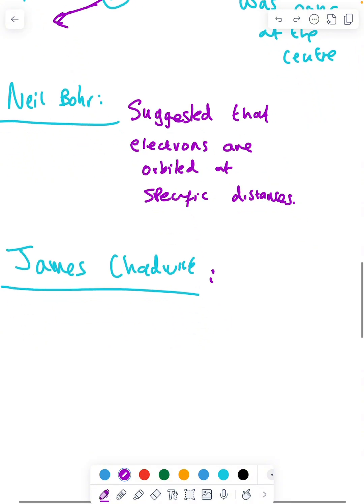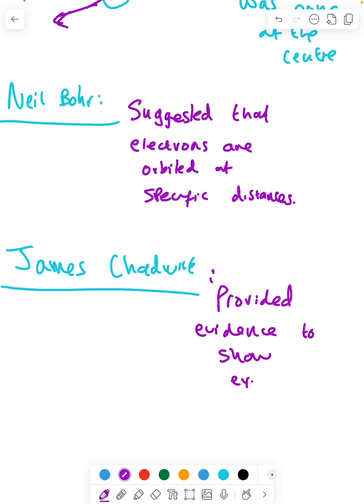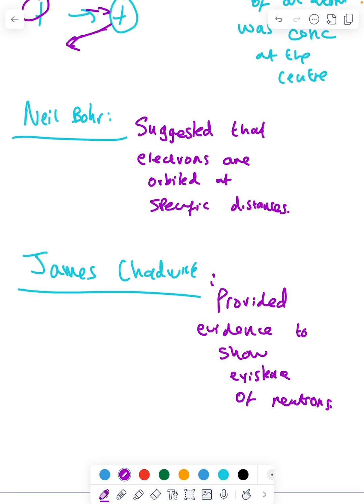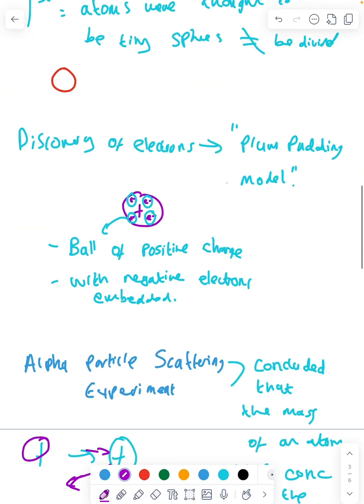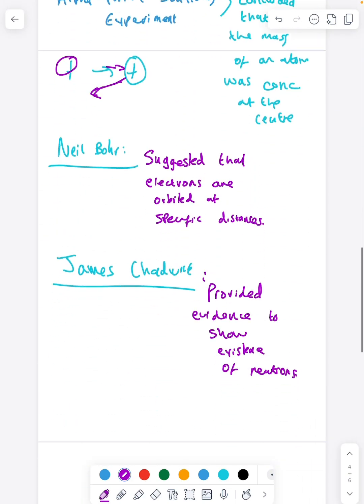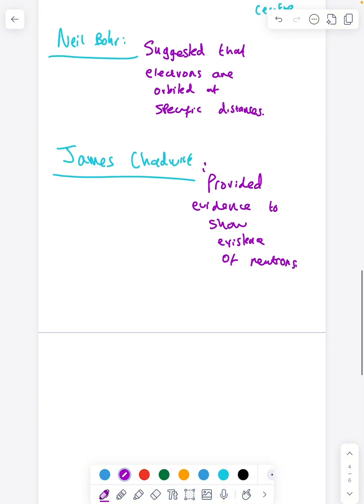Now Chadwick came up with, or provided evidence for, neutrons. So he provided evidence to show the existence of neutrons. So now we've kind of completed the whole thing, right? He's kind of shown that neutrons exist. And we've got to our modern version of the atom. If you have any questions about this, or if you want to watch over this again, feel free. If you have any questions, just let me know, DM me, right?